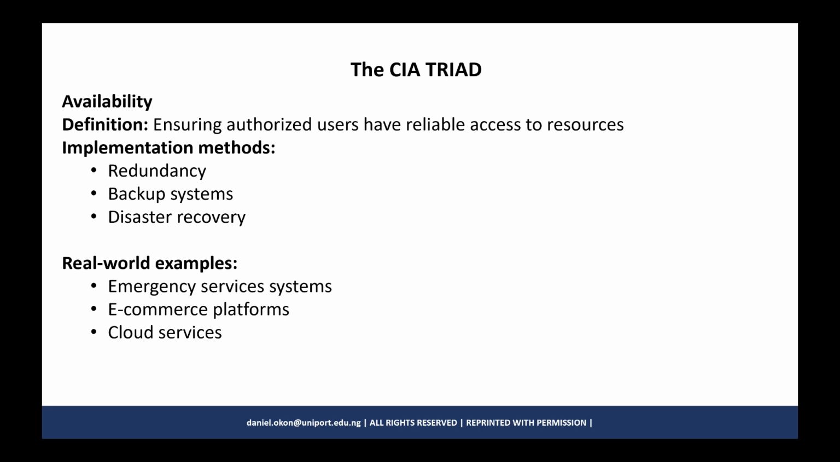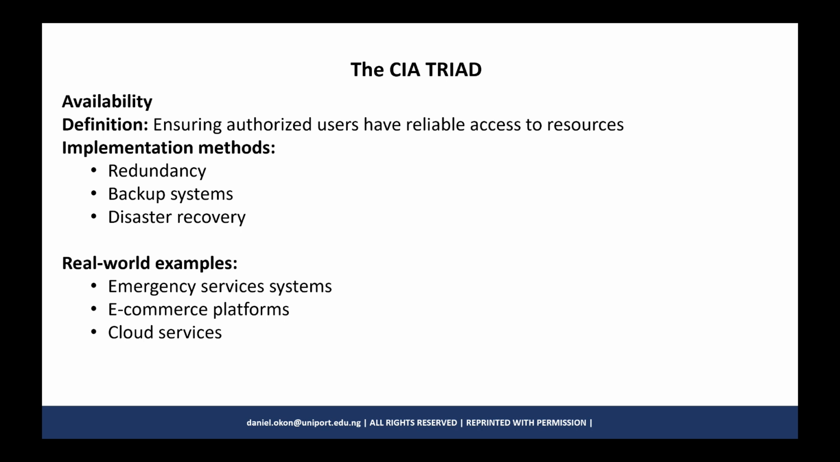So a key characteristic of cybersecurity is availability. Examples: emergency services, e-commerce platforms, cloud services. Sometimes you hear that WhatsApp has crashed. You send a message, it's not delivering. The next thing you go to Google and you see people complaining, Facebook crash, WhatsApp crash. At that point, they had issues with availability of data. So cloud services must always be available, emergency services must always be available.